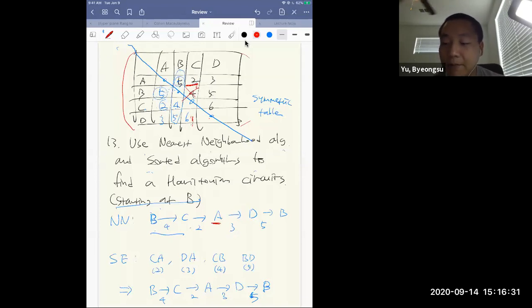And still, when you go to A, you have already visited B and C, so just delete the B and C parts. Then the only possible choice is D. And then you need to go back to B because you already visited all the cities in the table, right?